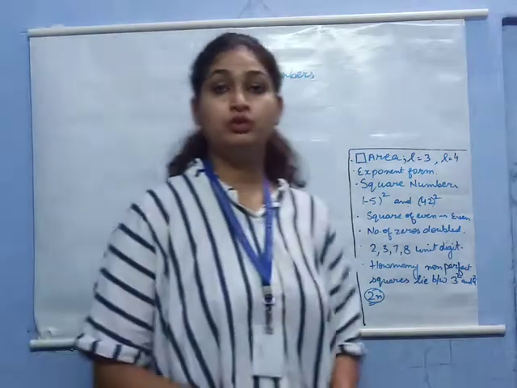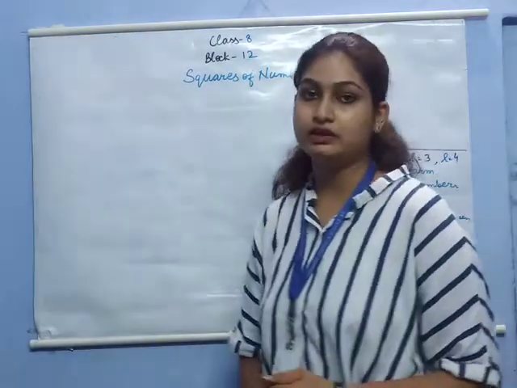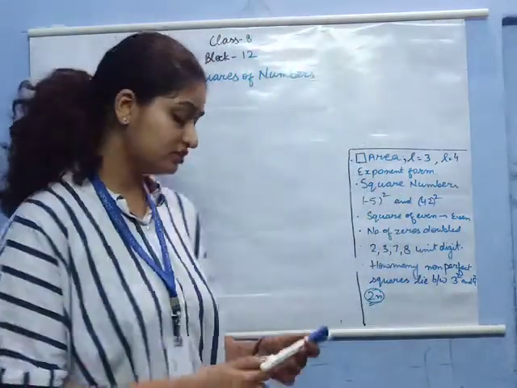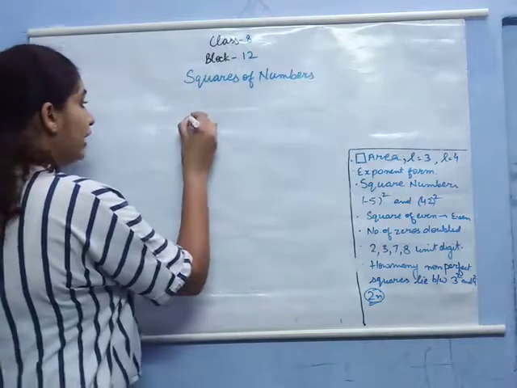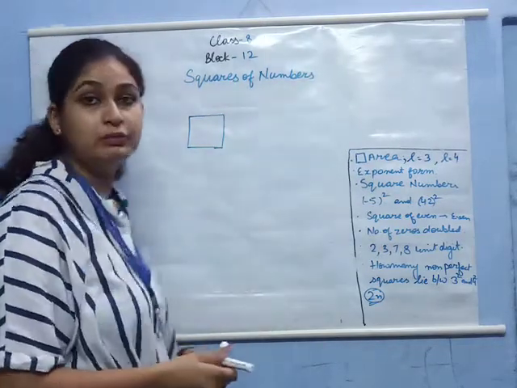Good morning. Today we are going to talk about block 12 of class 8, that is squares of numbers. What is a square? A square is a four-sided polygon.